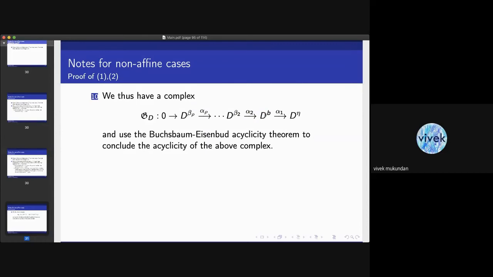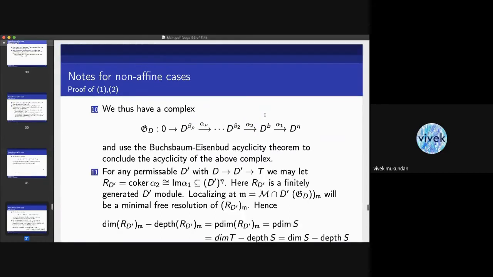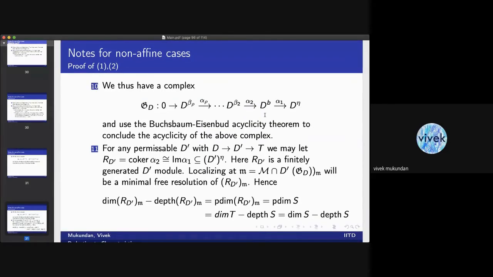an acyclic complex. Once you have the acyclic complex, remember that you wrote the cokernel of alpha 2 as S. But now over D, you write the cokernel of alpha 2 as a new symbol, R_D'. So R_D' is a finitely generated D' module. That part is clear, but I'm using D' because you want to make sure that D' is big enough so that all these properties hold.